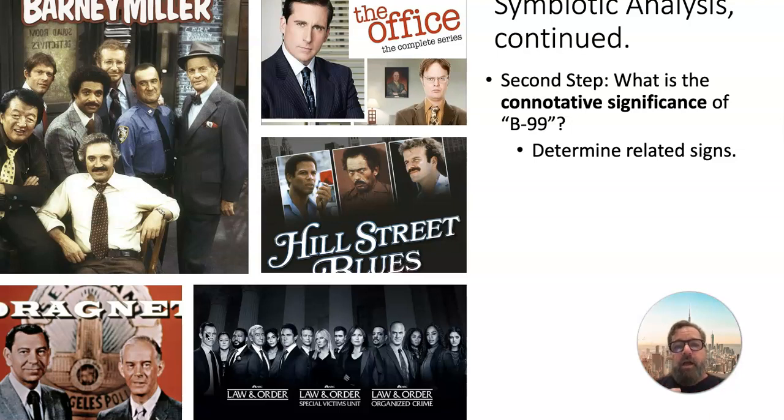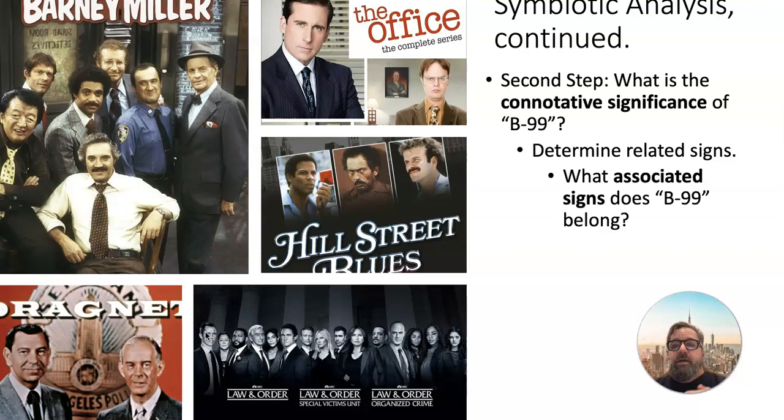These are all cop shows. They're all part of the system of signs. They're all similar in some ways to Brooklyn Nine-Nine. The Office is not a cop show, but it's a workplace comedy. These are all workplace shows. They're all shows centered around work. And so that's another system. So the related signs would be these things. Brooklyn Nine-Nine belongs to this association.